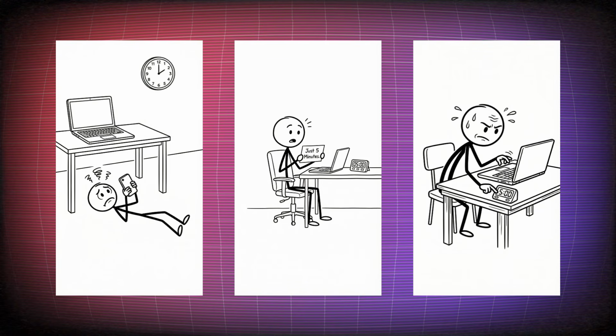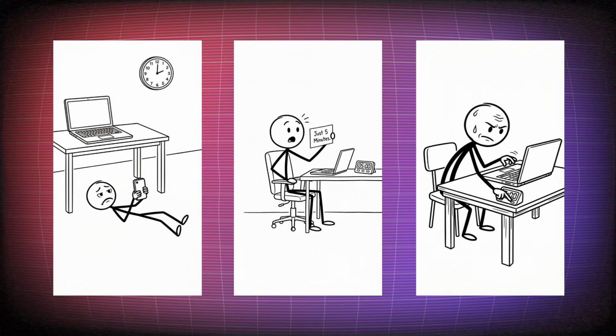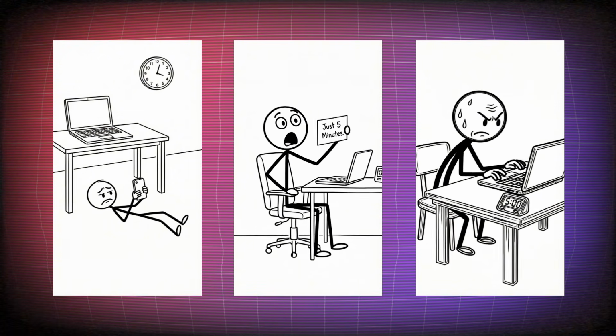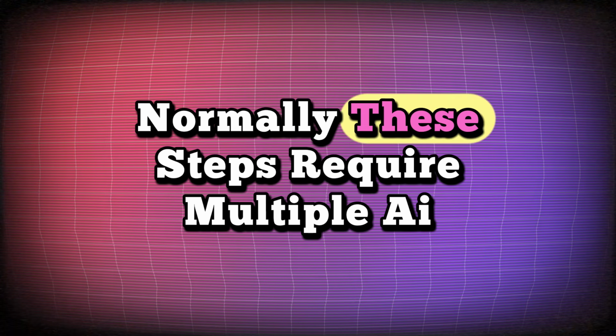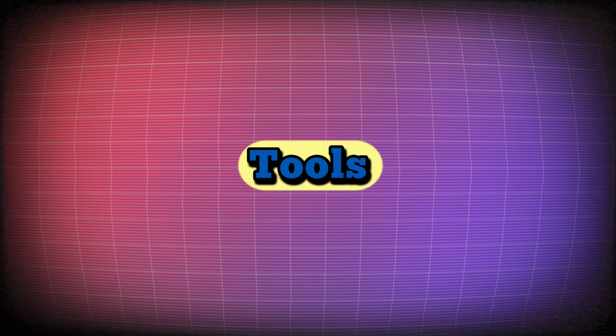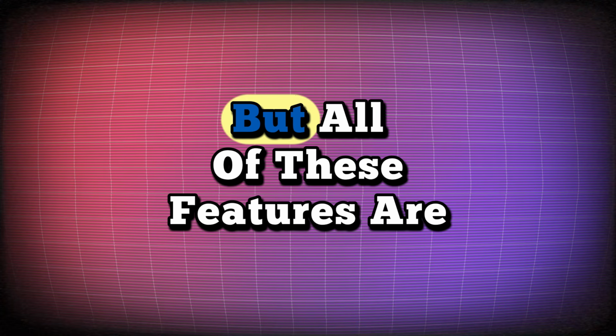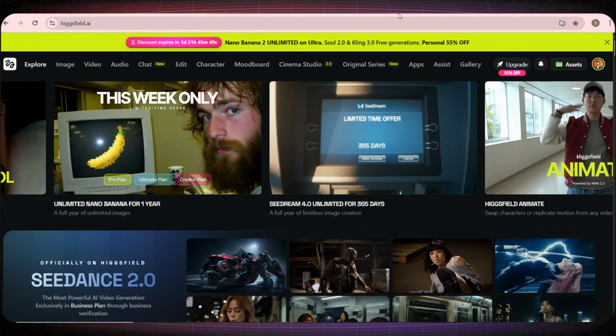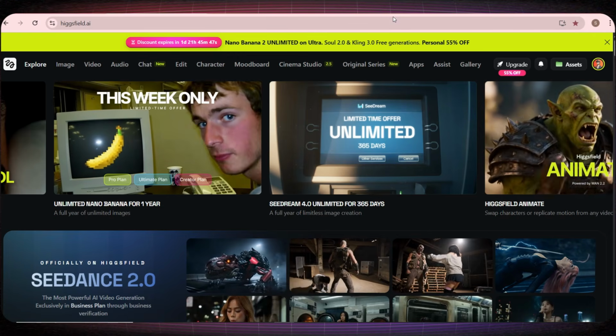First, we'll create Stickman images. Then, we'll turn those images into videos. And finally, we'll add a professional voiceover. Now yes, normally these steps require multiple AI tools and different websites, but all of these features are available in one place. And that place is Higsfield, an all-in-one AI platform.